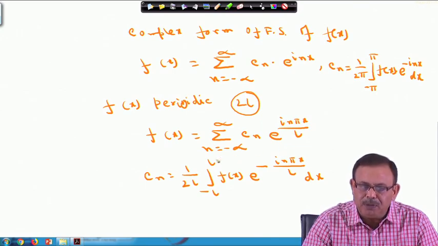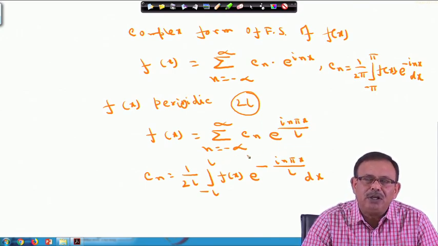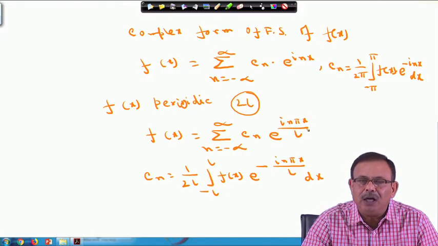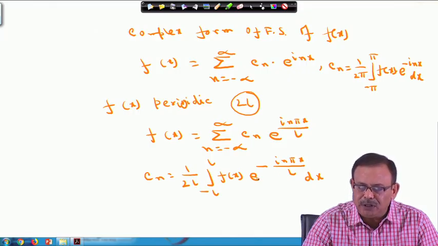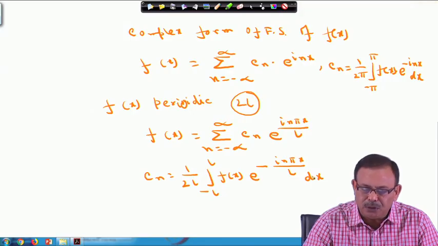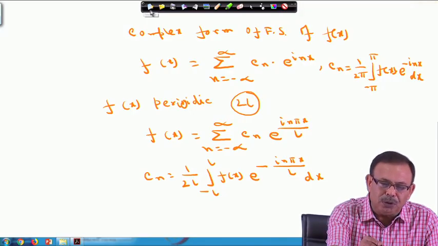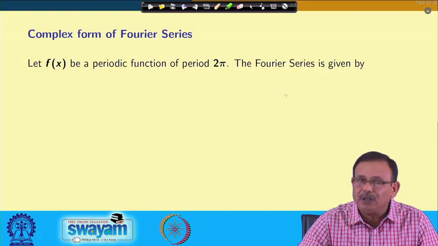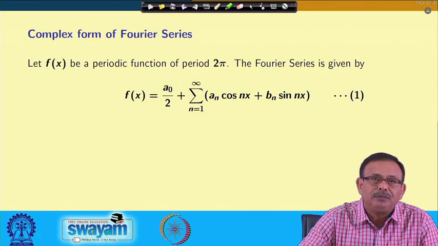The changes will be f(x) equals summation n equals minus infinity to infinity C n into e power i n pi x by L, where C n will be 1 by twice L, integral from minus L to L of f(x) into e power minus i n pi x by L into dx. So, I hope it is clear. Let us just go through once the same thing, let us repeat.